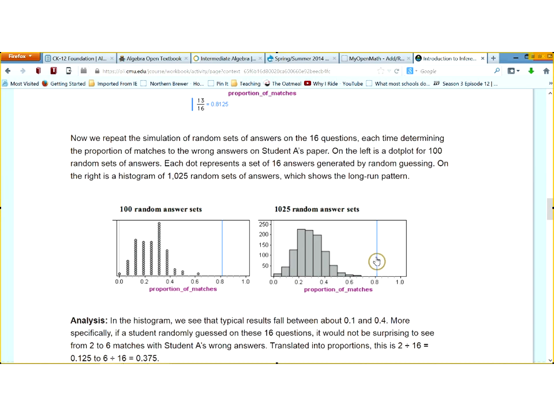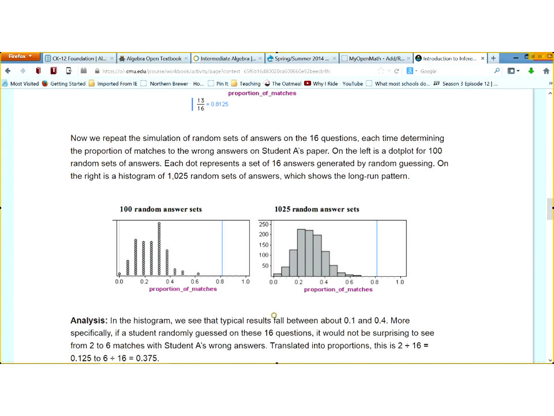And you can see, the blue line is the number of matches between student A and student C in reality. This is the number of matches between a random answer set and student A. None of those even gets close to 82%. So that's why we say this number of matches, the 80%, is much, much higher than we would expect to see by chance. We expect to see, on average, somewhere around 30%.